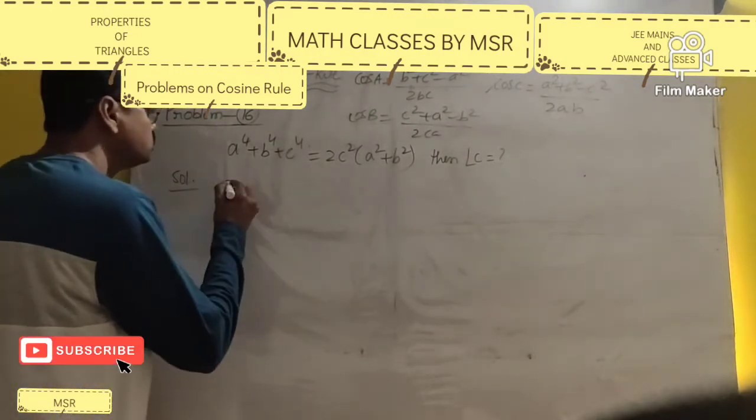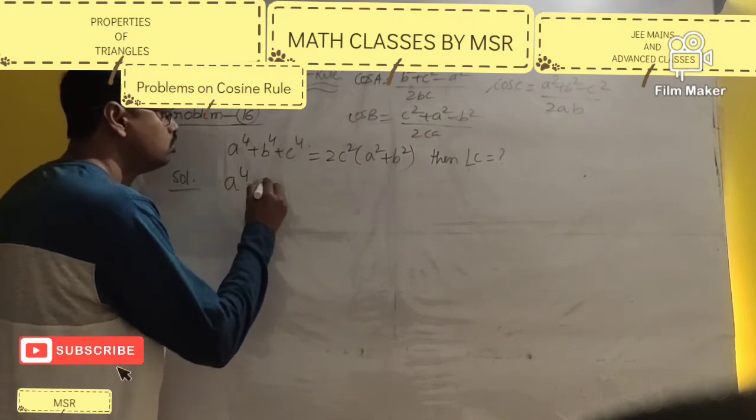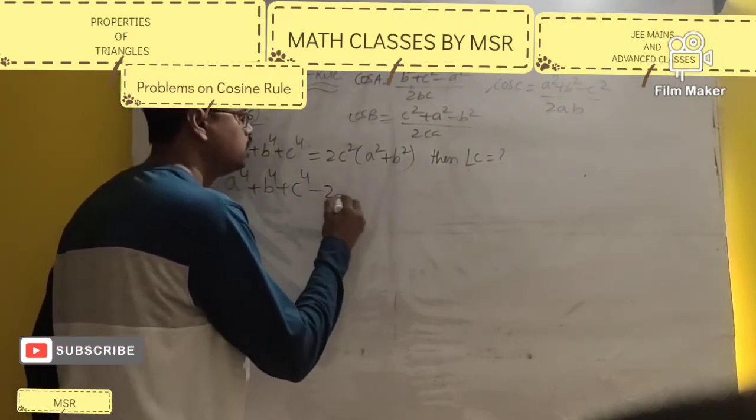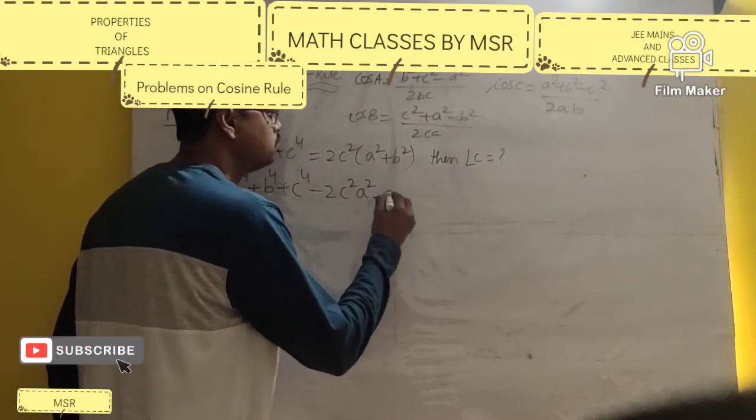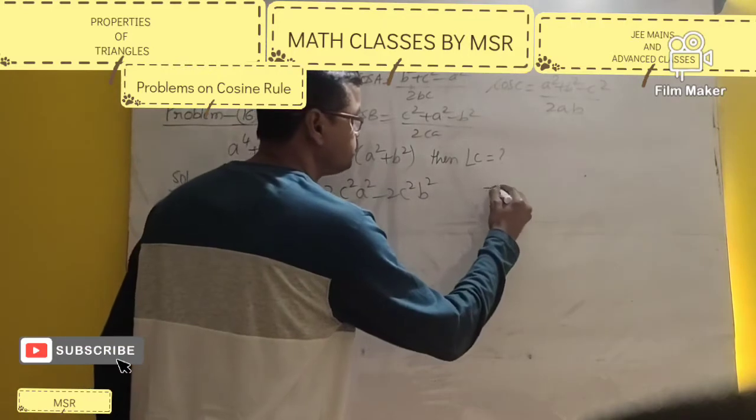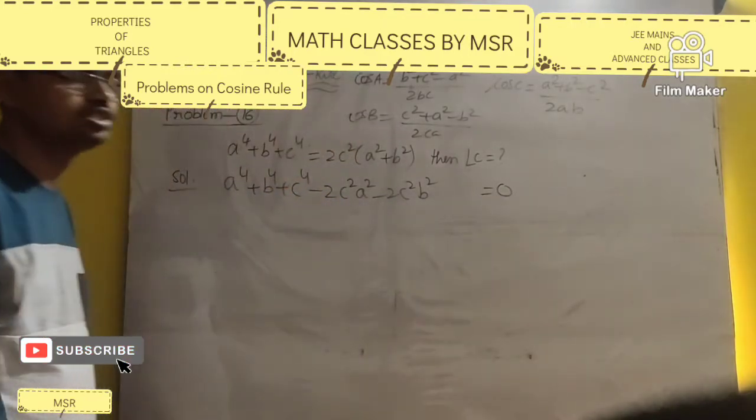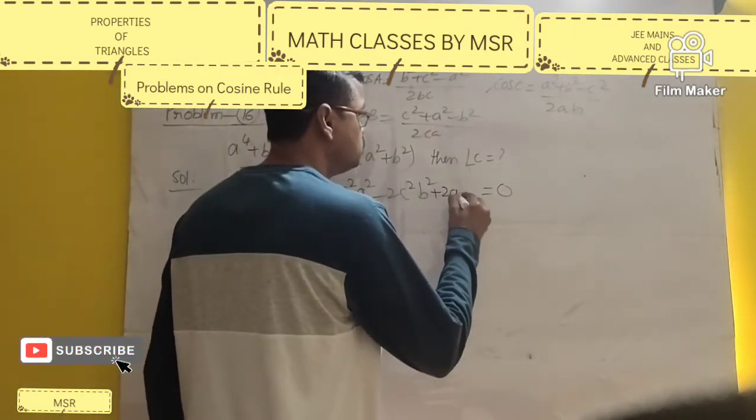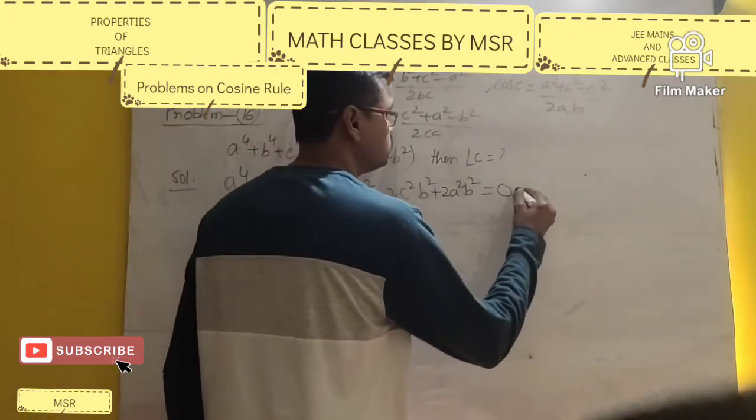So I will write this like this: A to the power of 4 plus B to the power of 4 plus C to the power of 4 minus 2C square A square minus 2C square B square equals 0. Now what I will do is add 2A square B square on both sides.